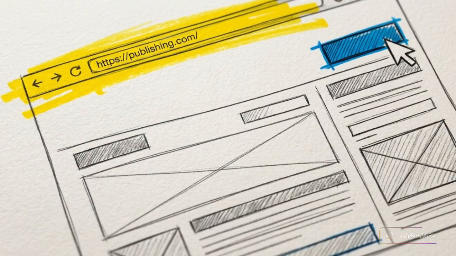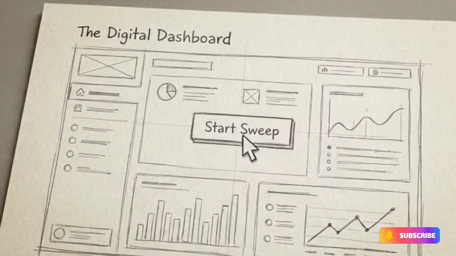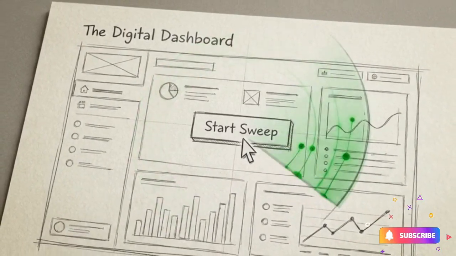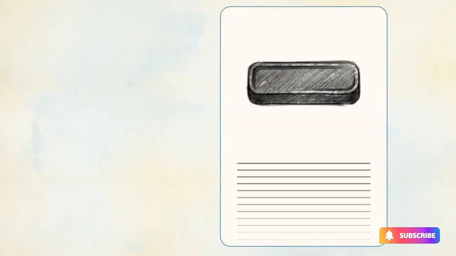Hit Update on your CMS to push these changes live, and copy the updated URL. Return to Google Search Console, paste the URL into the inspection tool, and click Request Indexing to force a recrawl. That post is now re-engineered for 2026.